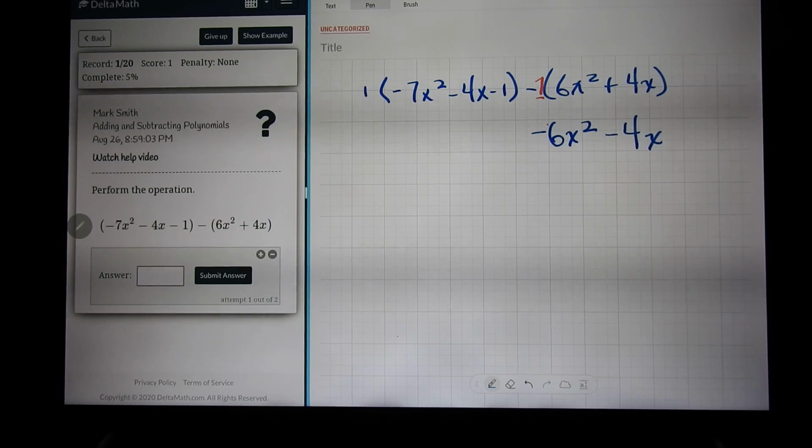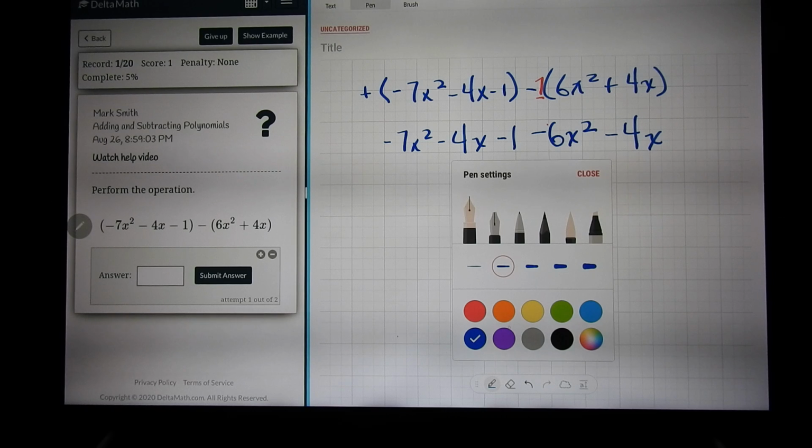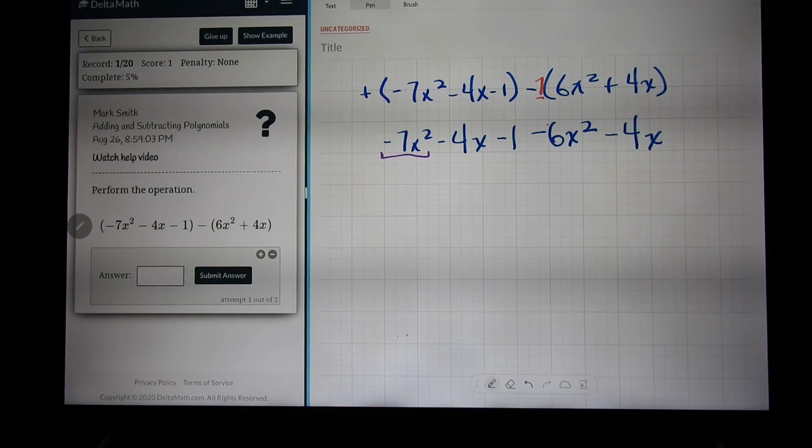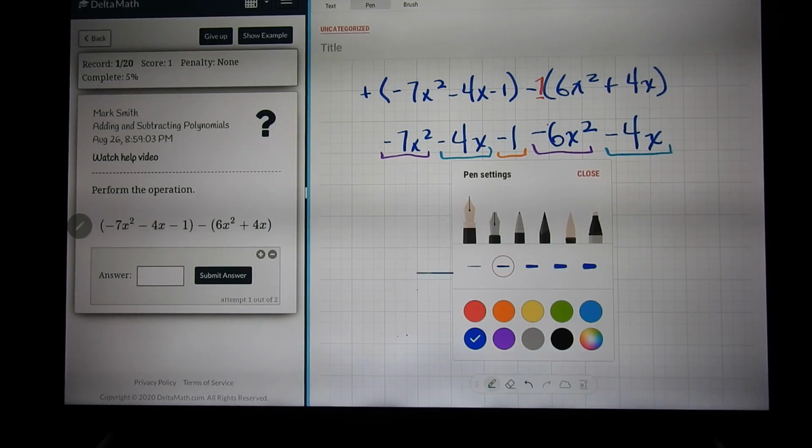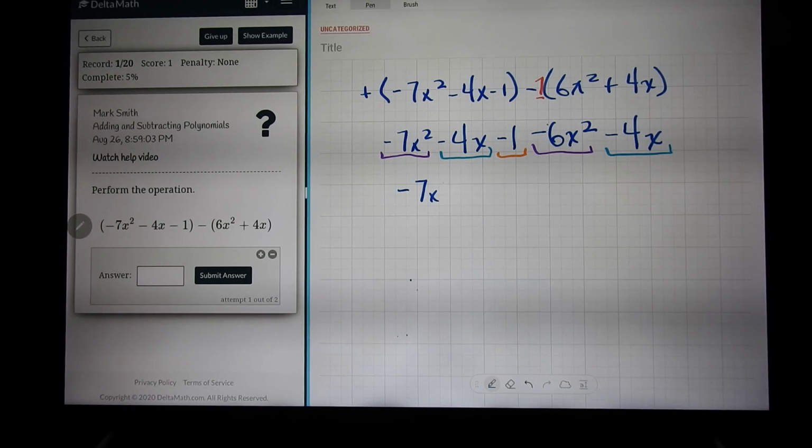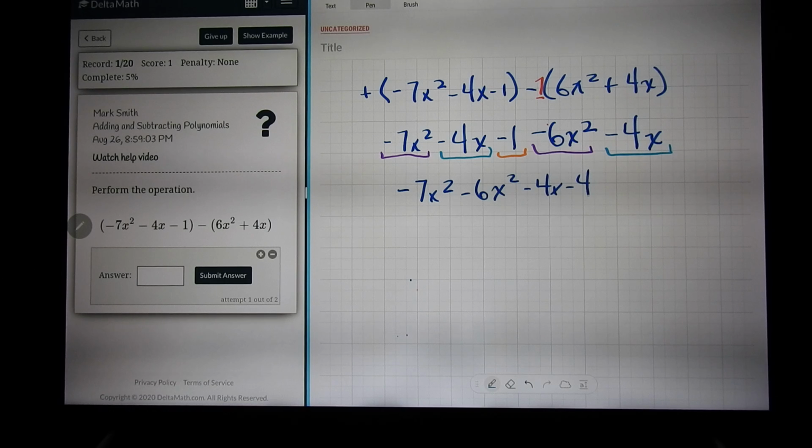There's a positive sign in front of this parentheses, so I'm not going to change any of the signs. I'm just going to rewrite them without the parentheses. Minus 1. Now I notice that I have x squareds. Those are like terms. I also have 4x's, so the x variable is the same. And then I have this lonely negative 1 by itself. So I'm going to rewrite that and put the like terms next to each other. 7x squared minus 6x squared, minus 4x minus 4x, minus 1.